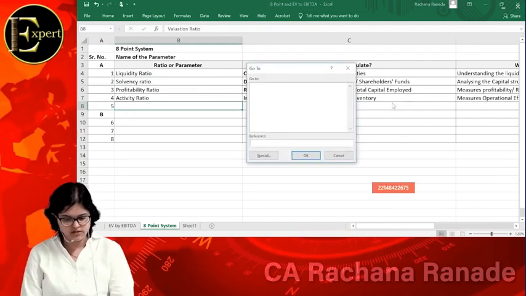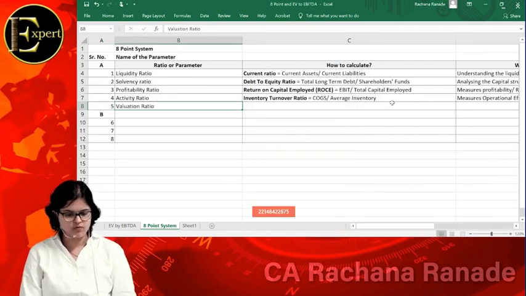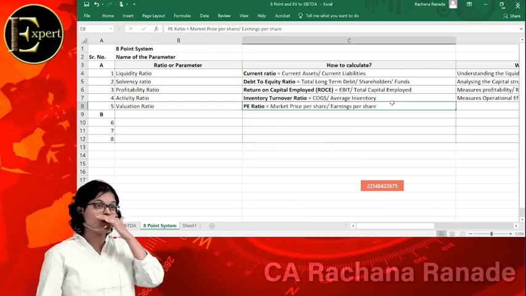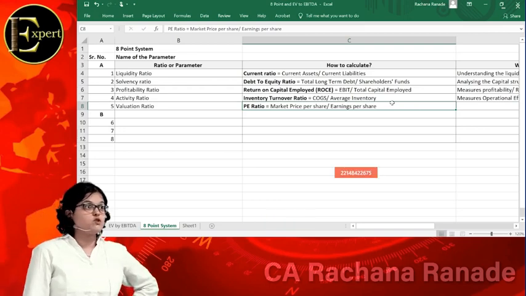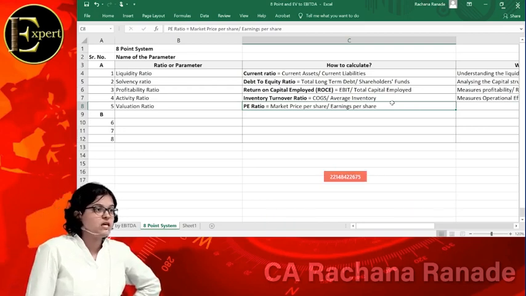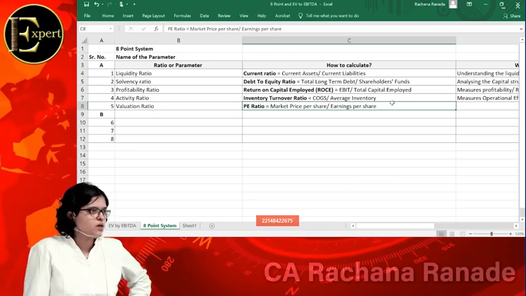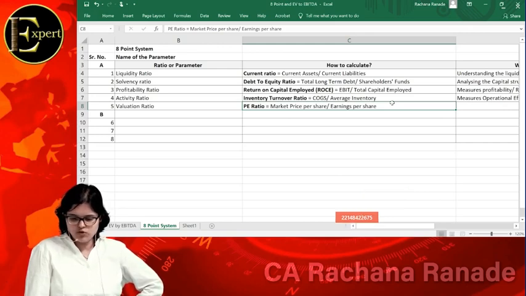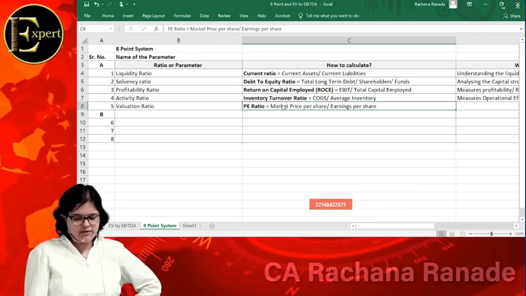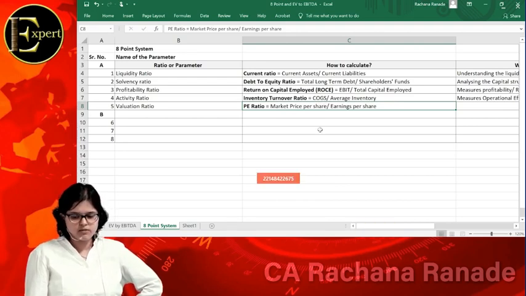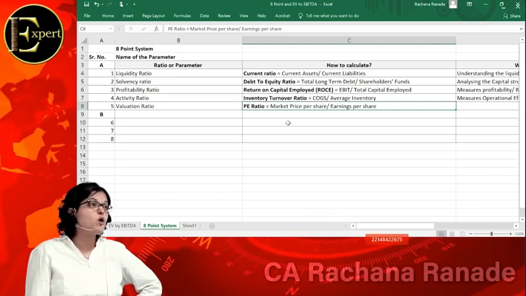If you remember, yesterday's very important ratio was the valuation ratio, which is our PE ratio. Today we talked about one more, P to BV. If you want to write there only, anyway we have discussed, so let us write P to E or P to BV, price earning or price to book value. The formula will be the same. Market price per share is going to be constant for both, divided by what?